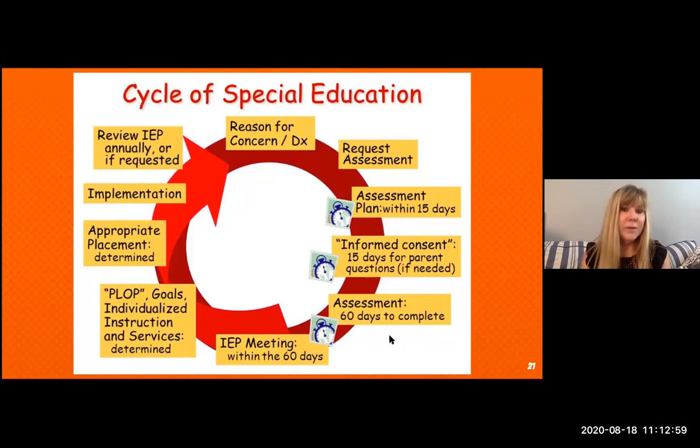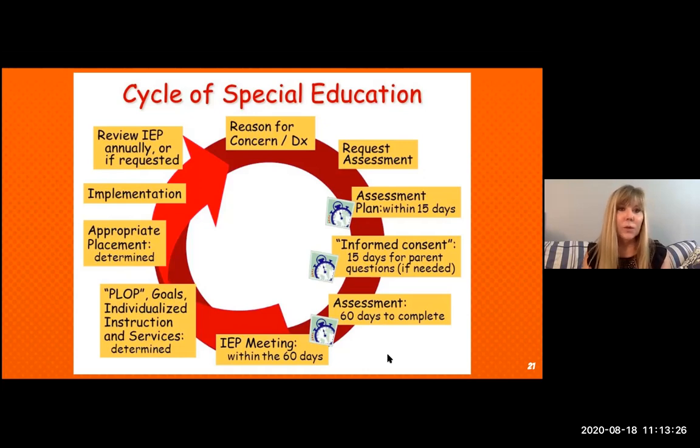Initially, there has to be some kind of presenting concern, and that could come from a teacher, a parent, a physician, or other person. And normally they would notify the district, usually in writing, that they're requesting assessment for special education. Once we receive that assessment, there's a number of things that can be done.